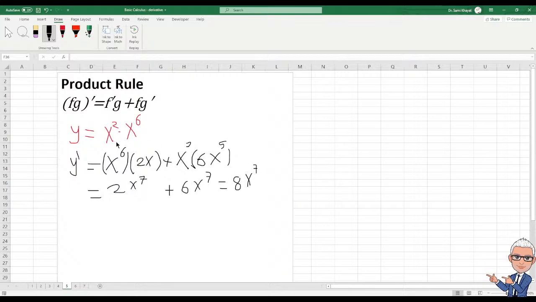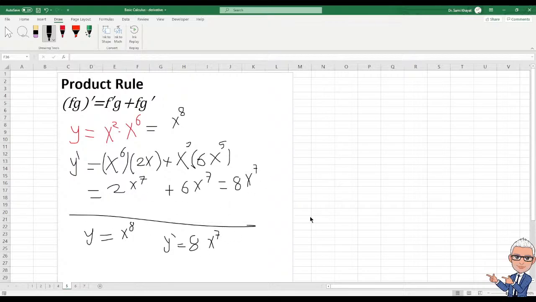This is very simple. I give it to you, but it's not like this usually. But I give this example because we only have this rule so far. Now, if you multiply them, it is x power 8. The derivative of y equals x power 8 is 8 times x power 8 minus 1, which is 7. You can see the same answer.